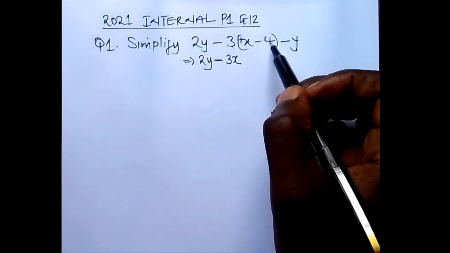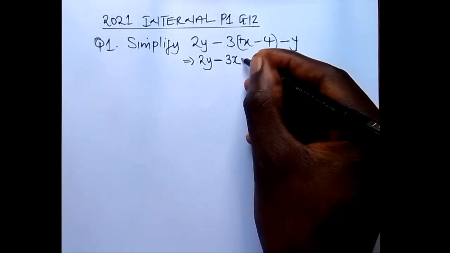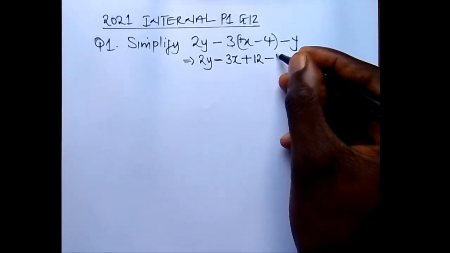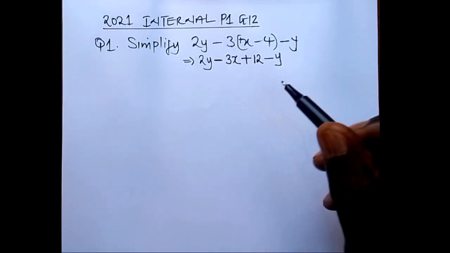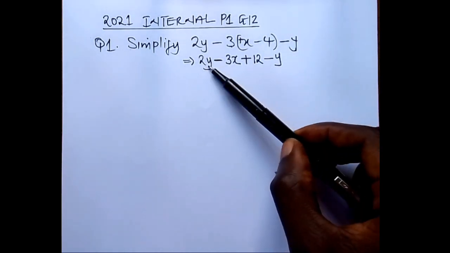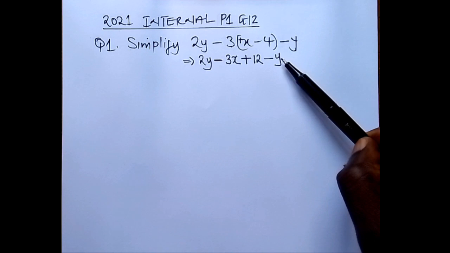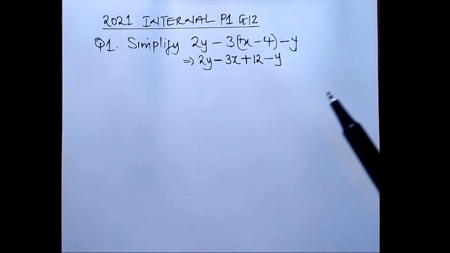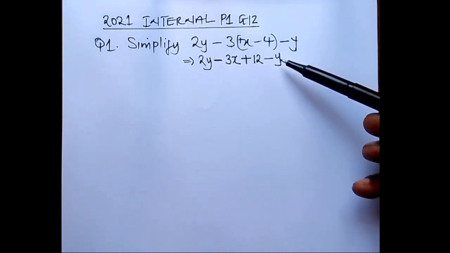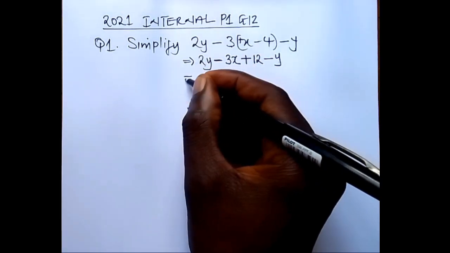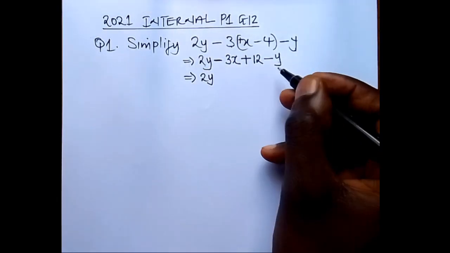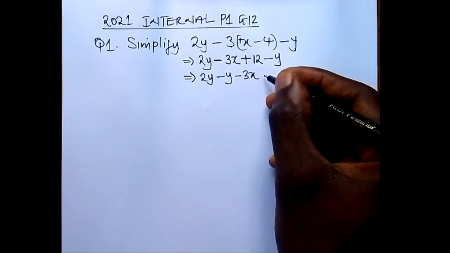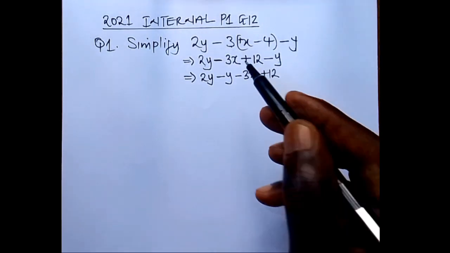Then we go to negative 3 and negative 4. So negative, negative gives positive. 3 times 4 gives 12, minus y. At this stage, we're going to collect like terms. What we can take note of is the first term has y and the last term has y. Then we only have one term with x, and we only have one constant. So the terms that we're going to collect are 2y and the negative y. So we write 2y, then minus y, then minus 3x plus 12.